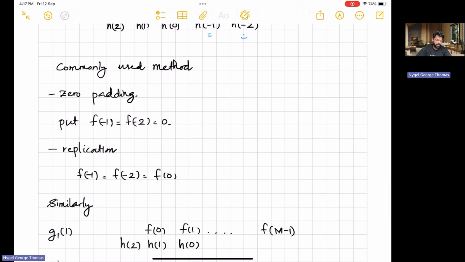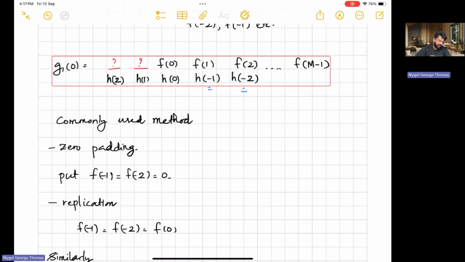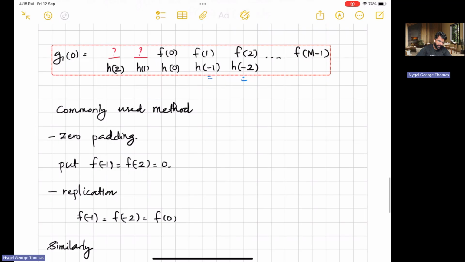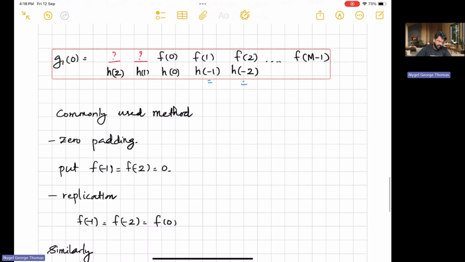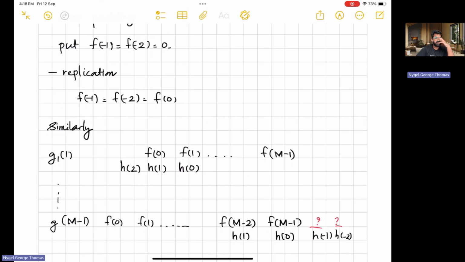The most common thing is zero padding. The values which we don't know, we set equal to 0, like f of minus 1 and f of minus 2 are put to 0. Another method is we can also replicate the nearest values. So f of 0 is nearest to f of minus 1 and f of minus 2, and we replace them with f of 0. Mostly zero padding is the most commonly used practice.